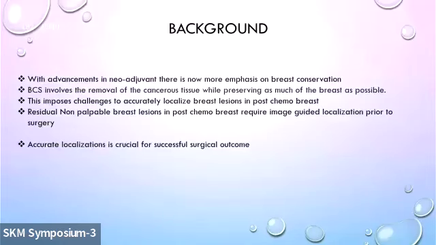With advancements in neoadjuvant treatment, there is now more emphasis on breast conservation. Breast conservation basically involves the removal of cancerous tissue while preserving as much of the breast as possible. This poses challenges to accurately localize breast lesions in post-chemo breast. Residual non-palpable breast lesions in post-chemo breast require image-guided localization prior to surgery. Now, accurate localization is crucial for successful surgical outcome.